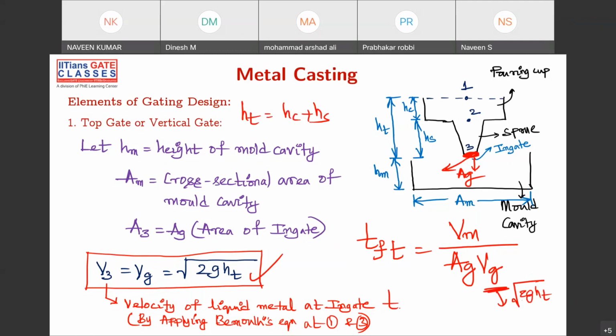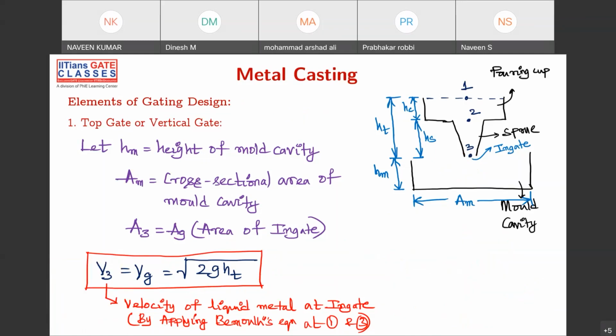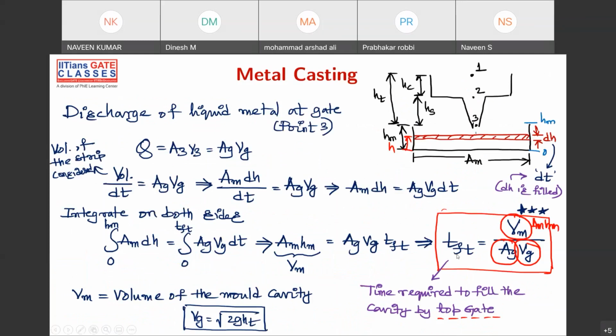So TFT, if you write, is AM into HM divided by area of the ingate into under root 2gHT. This is the formula. You have to remember this formula. Or you can remember it as volume of the mold divided by area of the gate into velocity at the gate entry. That is the time of filling for the top gating system. Is it clear, guys? Am I making myself clear here?